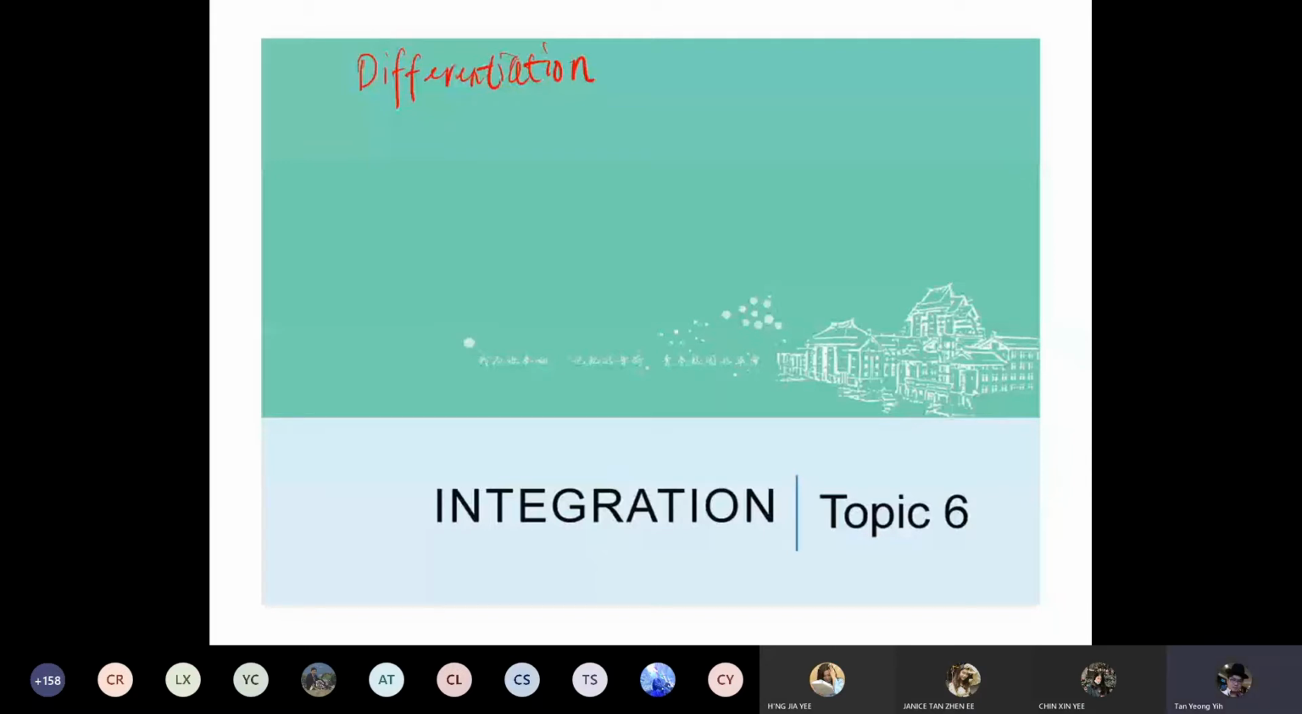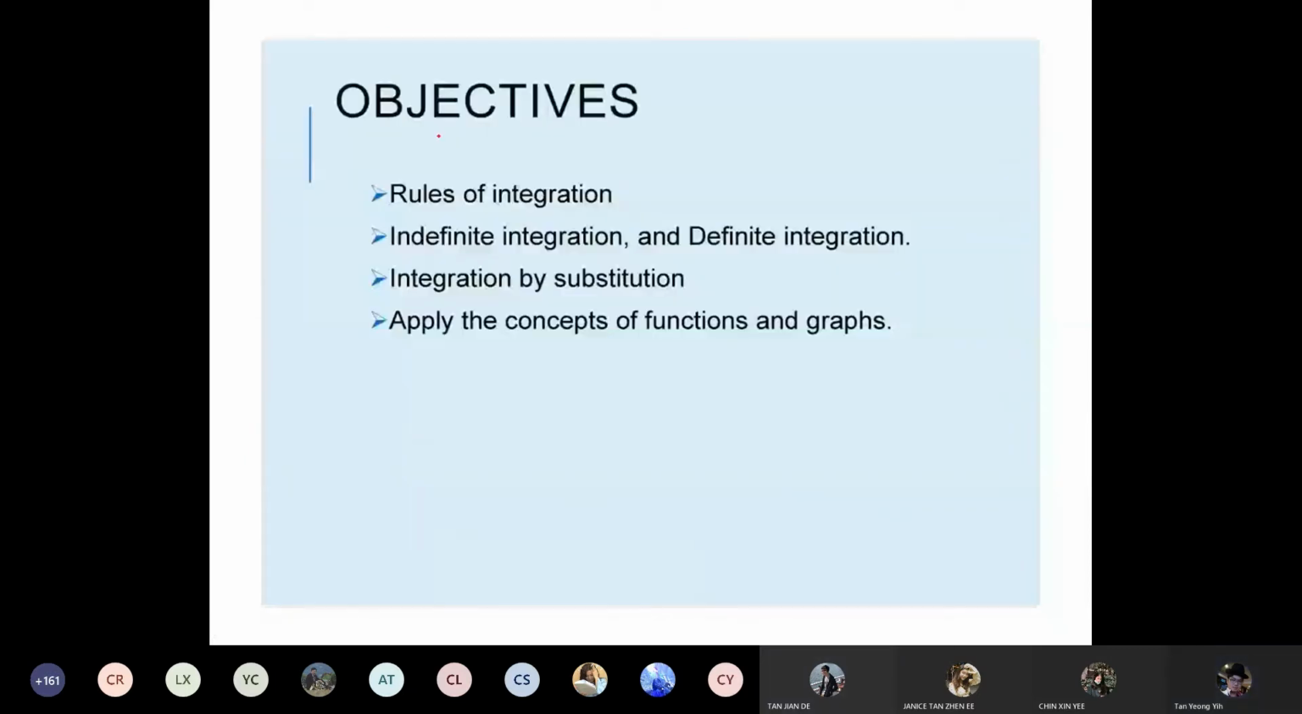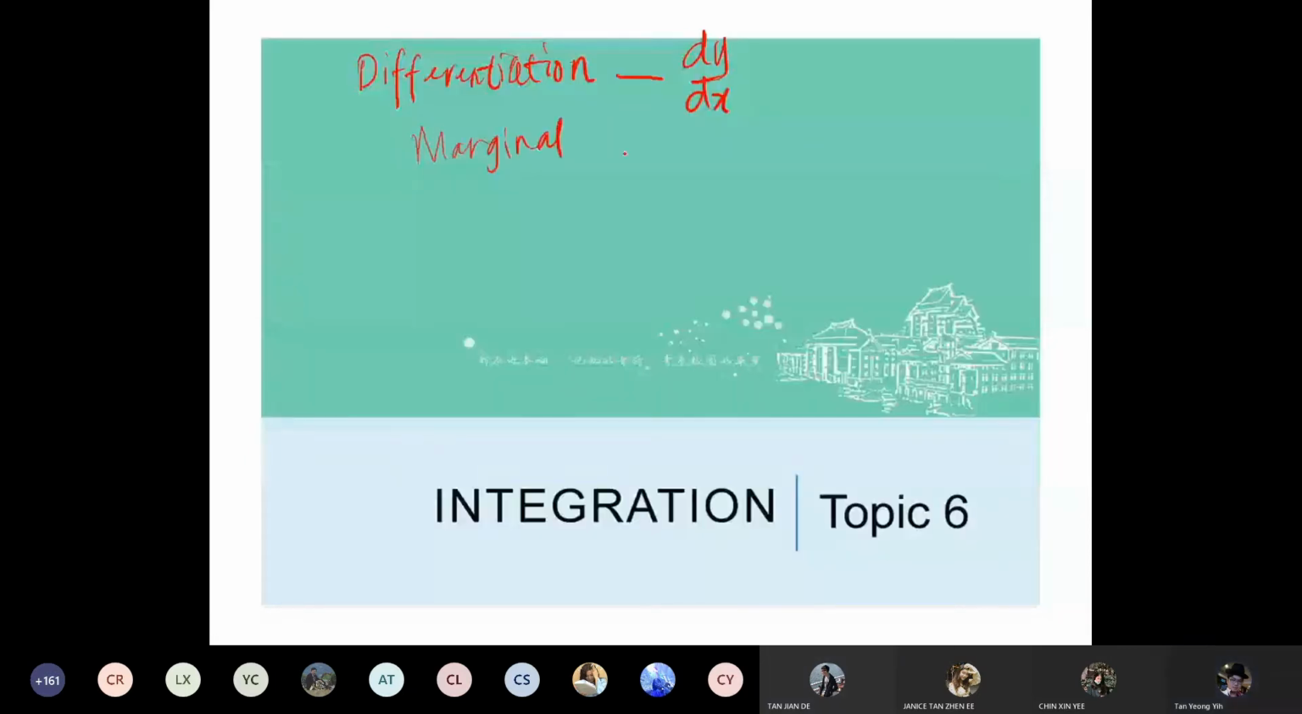What have you learned about differentiation? dy/dx. Okay, good. Learned about dy/dx. What else? Marginal profit. Okay, marginal profit and all these things. We have marginal cost, then revenue and marginal profit. Yes.